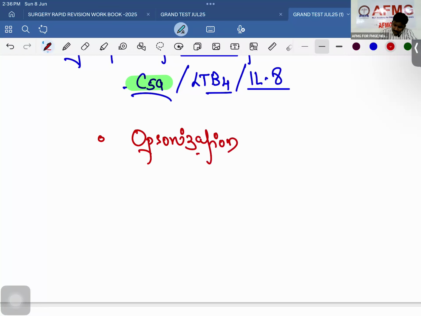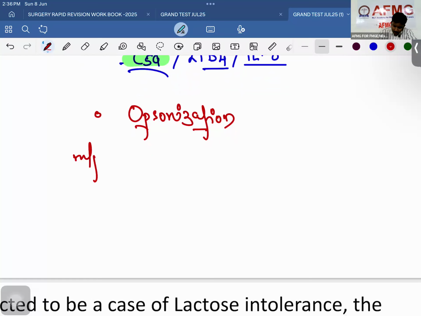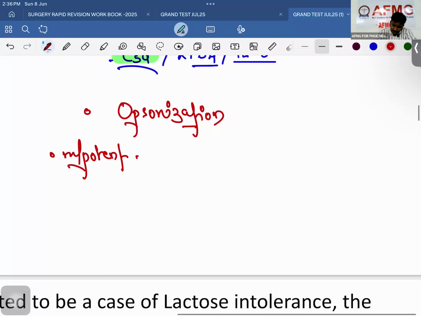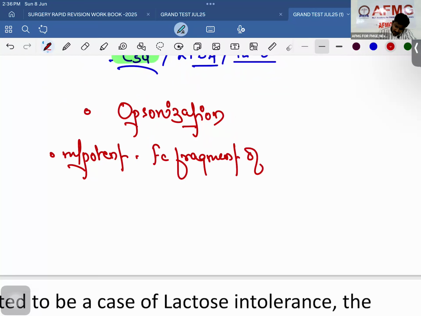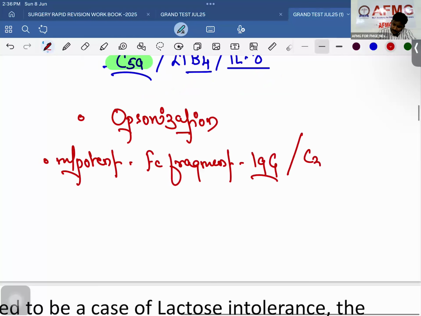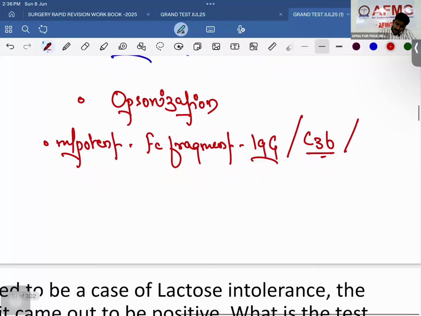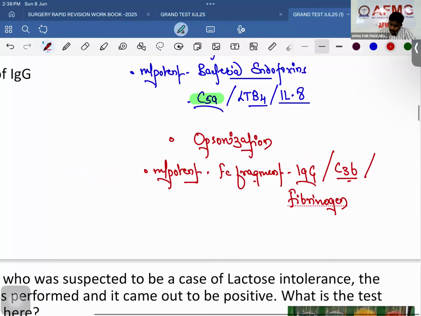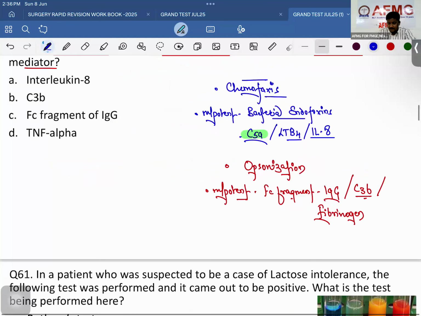If they ask you which is the most potent opsonizer, it is basically the Fc fragment of IgG. The Fc fragment of IgG is going to be the most potent opsonizer, whereas the most potent complement opsonizer is going to be C3b. Another opsonizer is also going to be fibrinogen. Fibrinogen is also an opsonizer that you have to remember. Hopefully clear to all of you now. So don't get confused between the two. Chemotaxis is completely different and opsonization is completely different. Clear? So that is important.